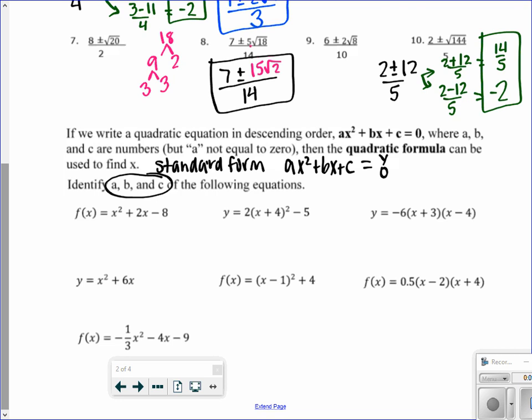So that first one, is that in standard form? Yes? What's the A value then? X squared, 1. What's the B value? And the C value? What else is in standard form? The one right below it? Yeah. The one below is in standard form. What's the A value? What's the B value? What's the C value? 0. The constant is 0.